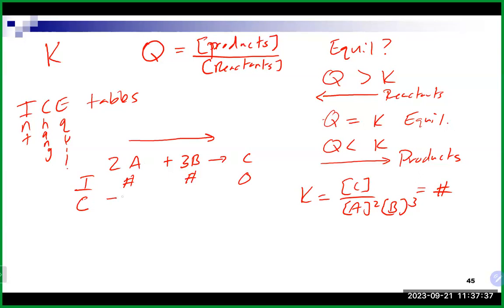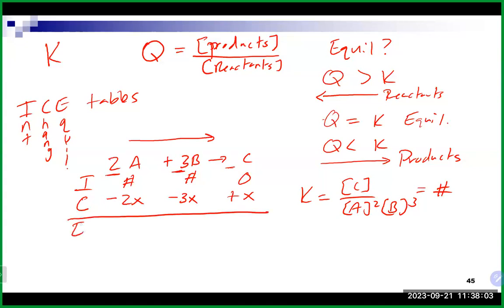In this case, this would be minus 2x. This would be minus 3x. And we do have to take the coefficients into account when we do the change line, and that would be plus x. If we do not take the coefficients into account, we will not have the right mole-to-mole relationship, stoichiometry, and your calculation will be incorrect. So that's a really important part of the change part, is to make sure that you do take those coefficients into account.